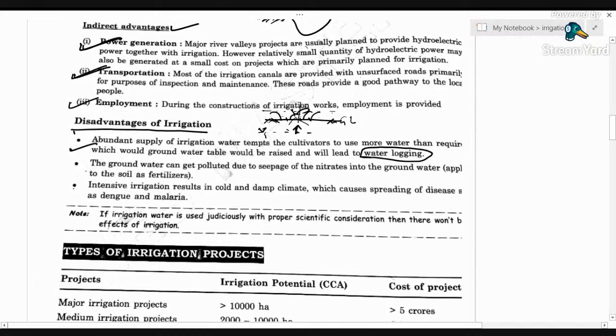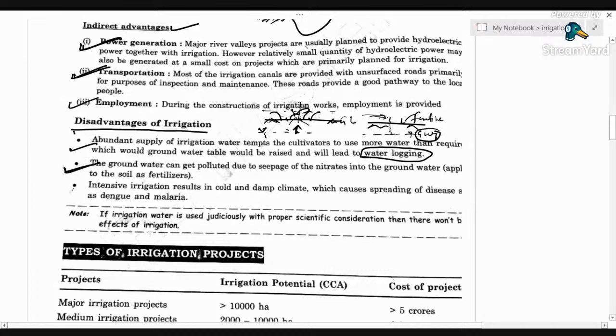Another disadvantage of this: suppose there is a land, and you are applying fertilizer for growth, and you are applying irrigation. This fertilizer will mix with the irrigation water and percolate through the pores of the soil, and finally join the groundwater table, so it will ultimately contaminate the groundwater quality. That is also a disadvantage of irrigation.